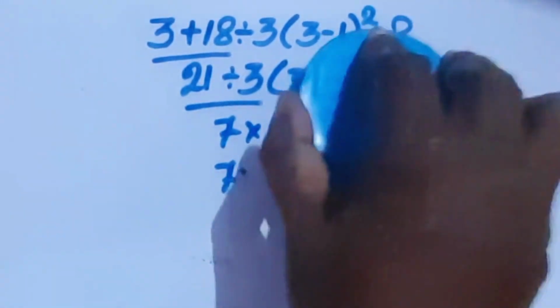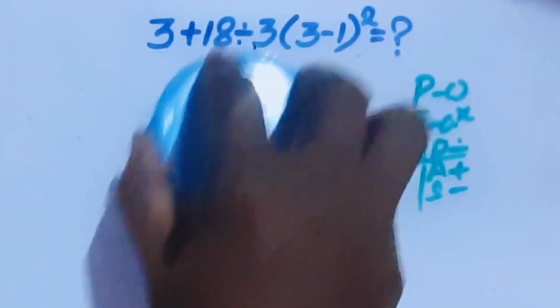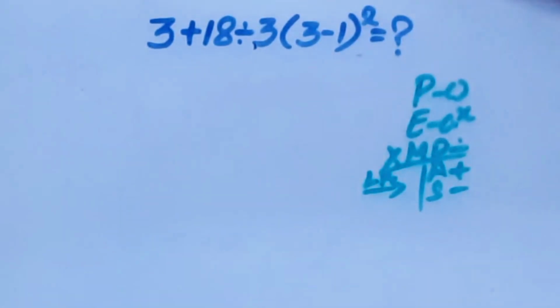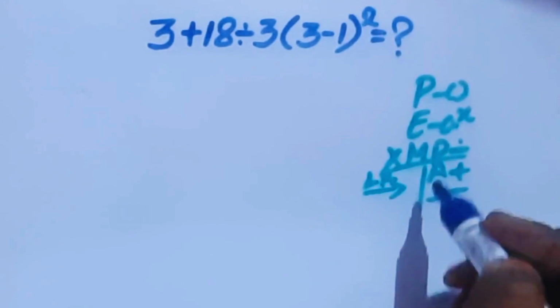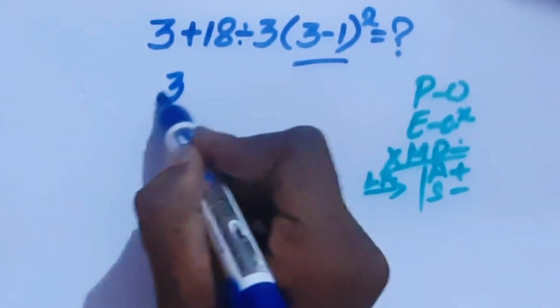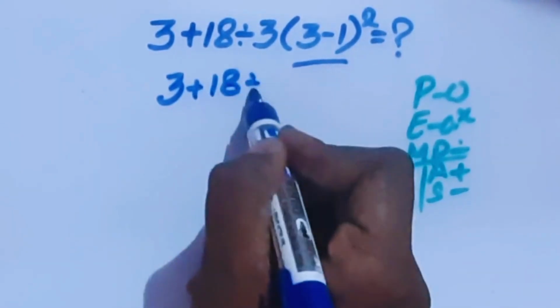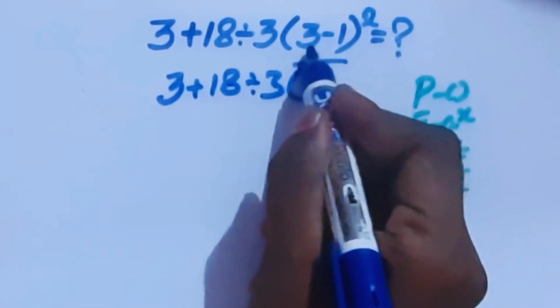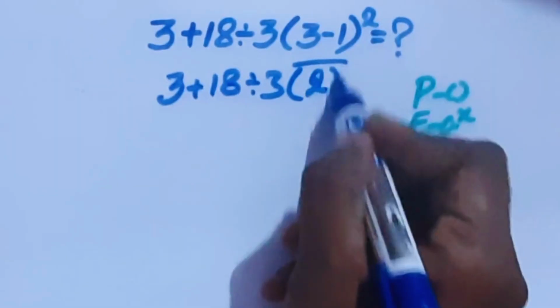Now we are going to solve this problem in the correct way by using this order of operations panda. Here, as per this order of operations panda, the bracket is higher priority. So we have to do this bracket before the other operations. Here 3 plus 18 divided by 3 times the bracket; the bracket is 3 minus 1, which is 2, square.